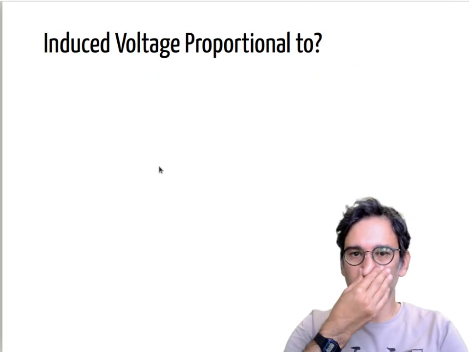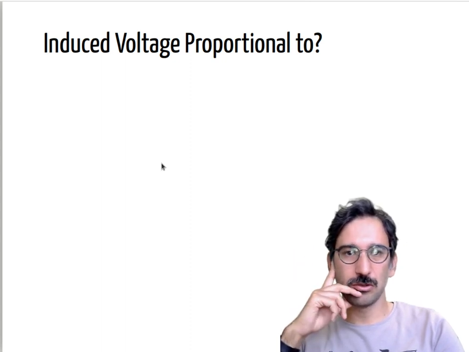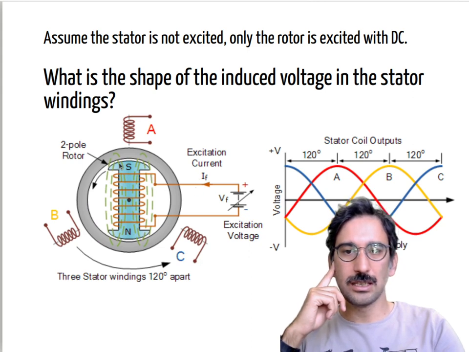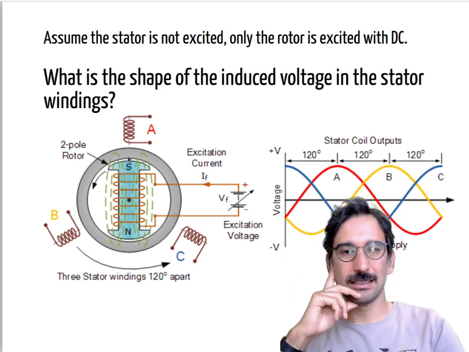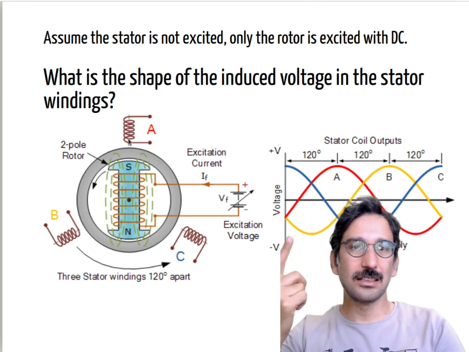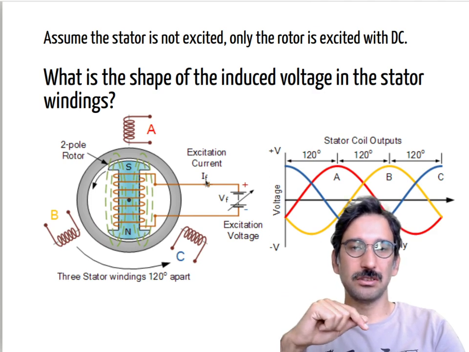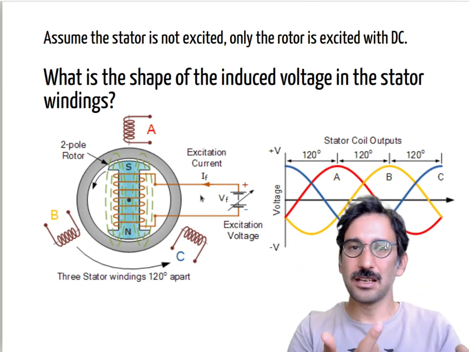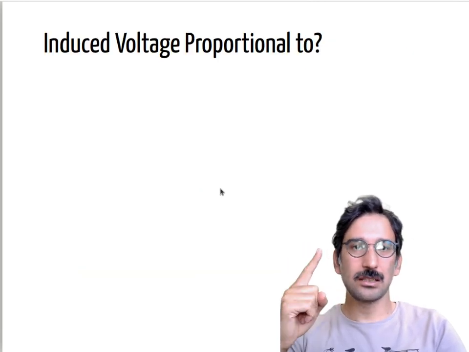so let's move on. What is the induced voltage proportional to? So first, if I just give a small amount of current here, that will cause less MMF, and less MMF causes less flux or less flux density, and that less flux creates a lower induced voltage in A. So it's definitely proportional to the magnitude of the field current. If you don't apply any field current, then it will be just iron, so it will not induce any voltage. So the first thing is the magnitude of the field current.